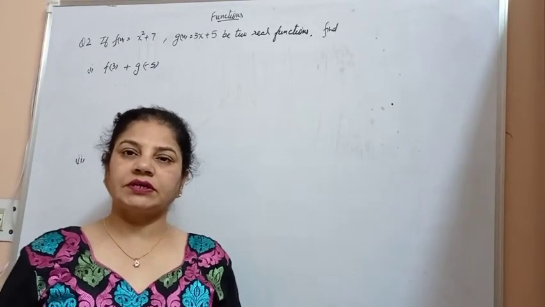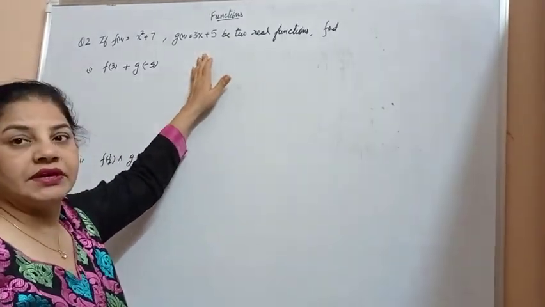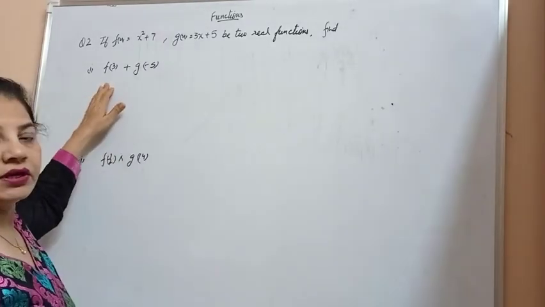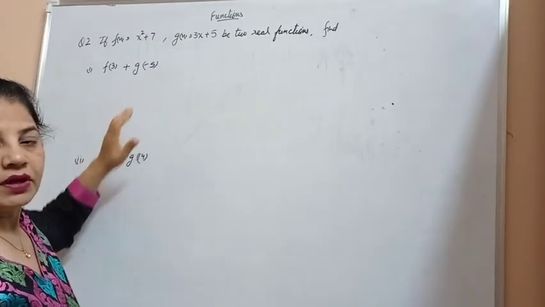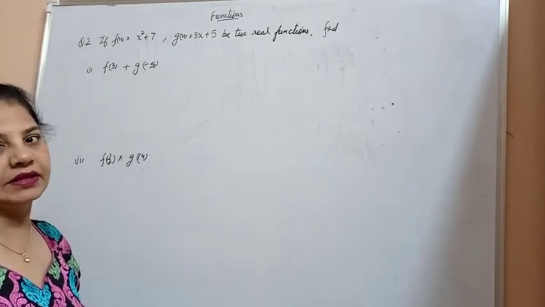If f(x) is a function x cube plus 7 and g(x) is a function 3x plus 5, both real functions, find the value of f of 3 plus g of minus 5. First of all, we calculate f of 3, then we calculate g of minus 5 and then we add.